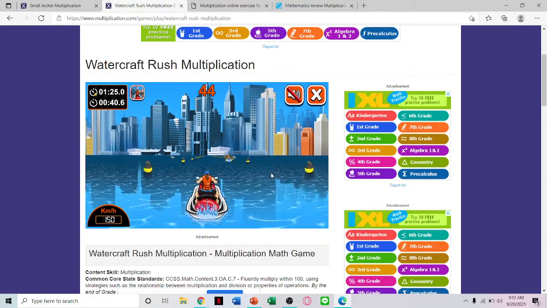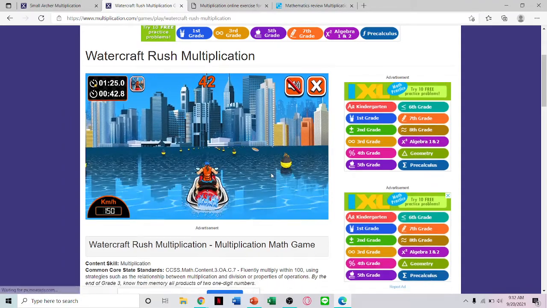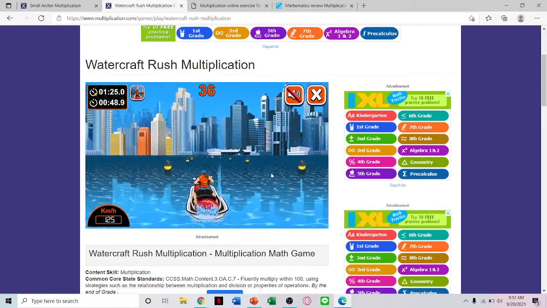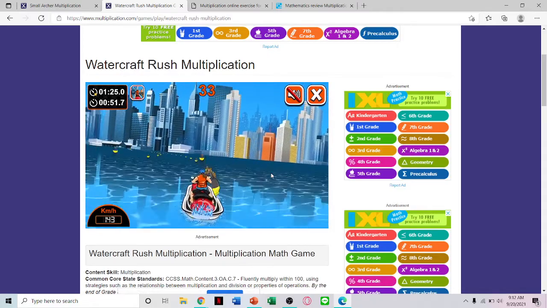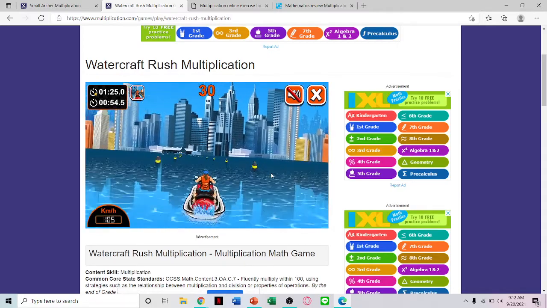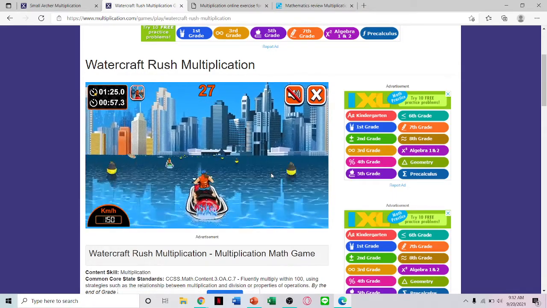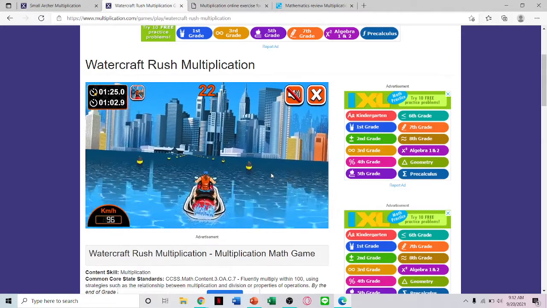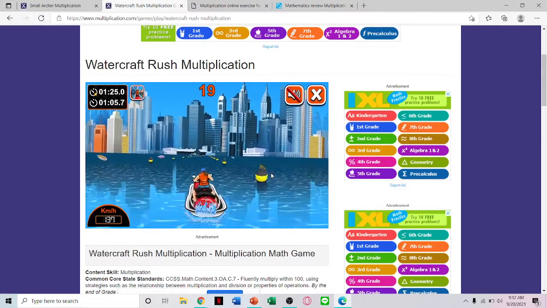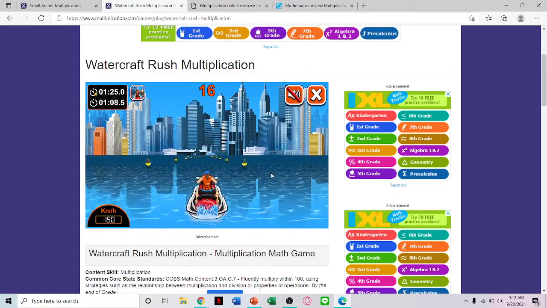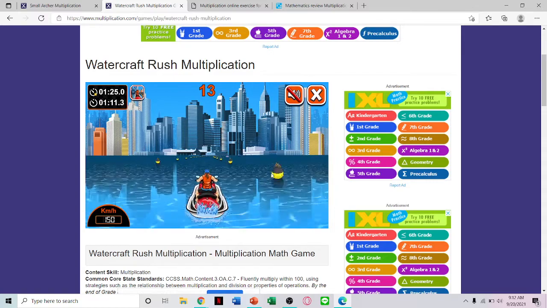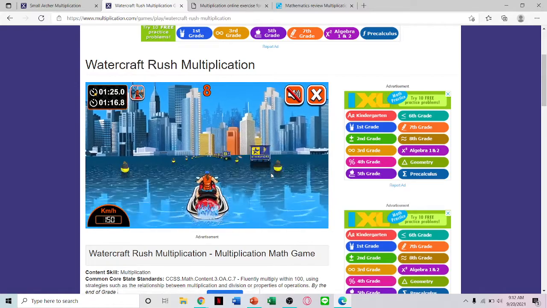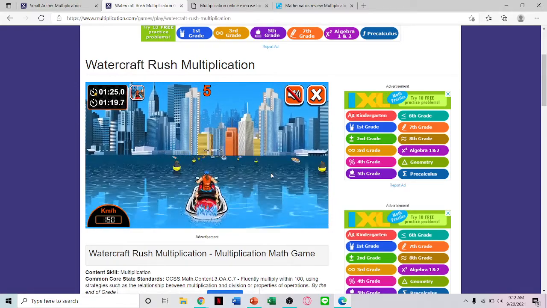Oh no. We lose one. We need 100 kilometers per hour. Oh no. I know what it is. 20 seconds left. Oh no! Oh no! Level 6. Oh no!